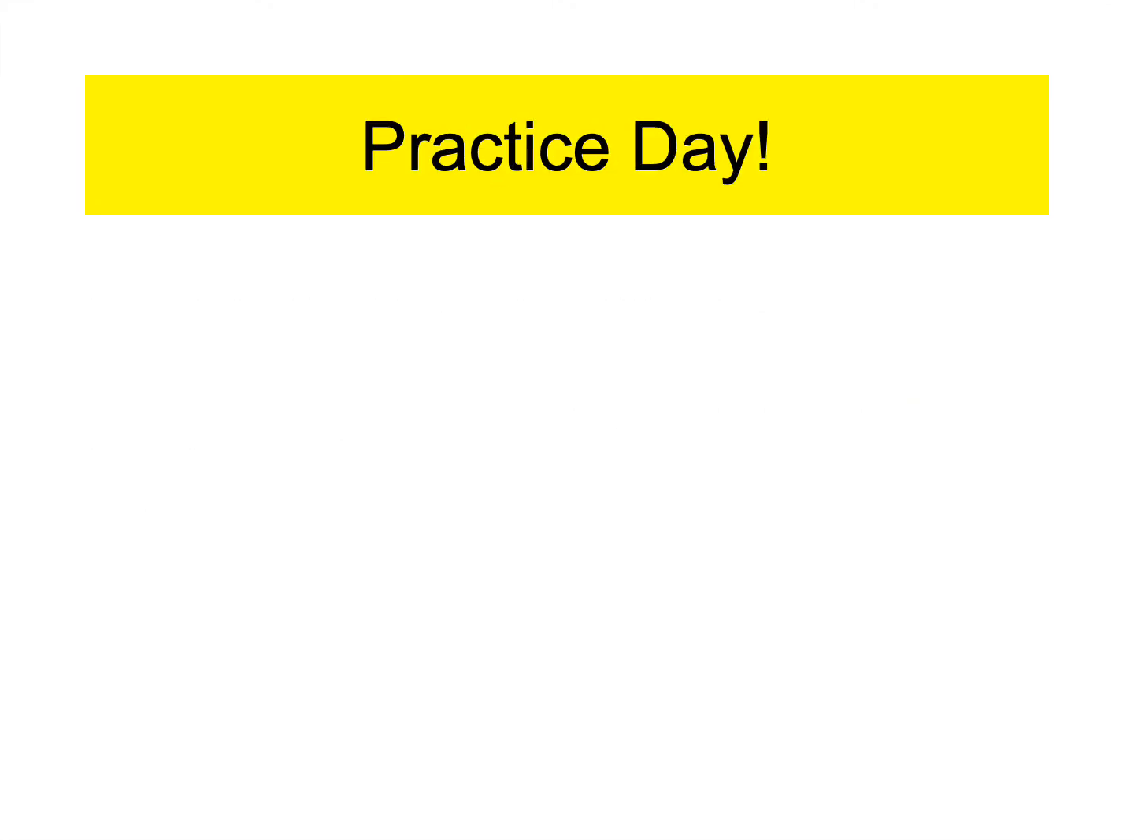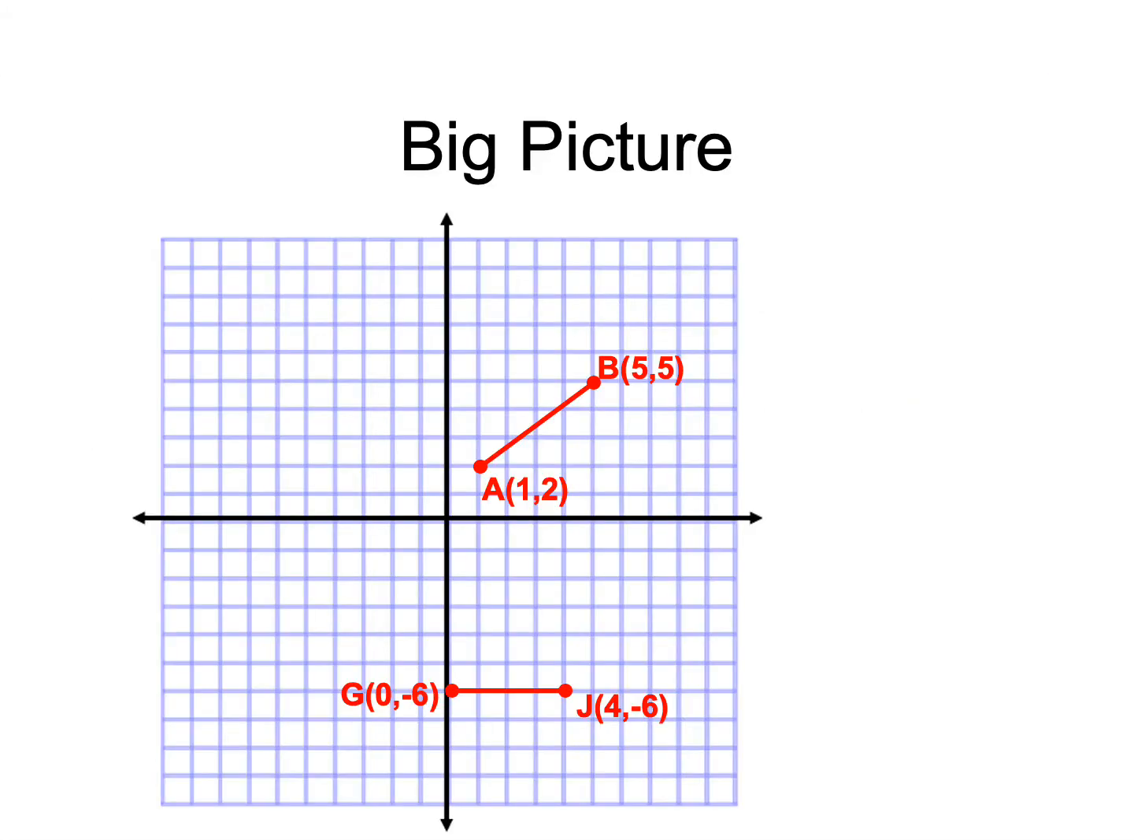Okay, so practice day. Remember the big picture. We're answering 2 questions. Questions are, how long is the line segment? We get that by using the distance formula, by plugging in the x and y coordinates, squaring the difference of the x's, squaring the difference of the y's, adding them together and taking the square root. And remember, this is just the Pythagorean theorem in disguise.